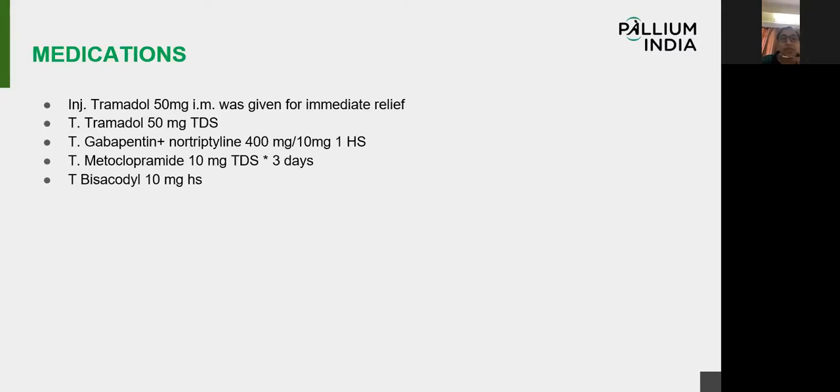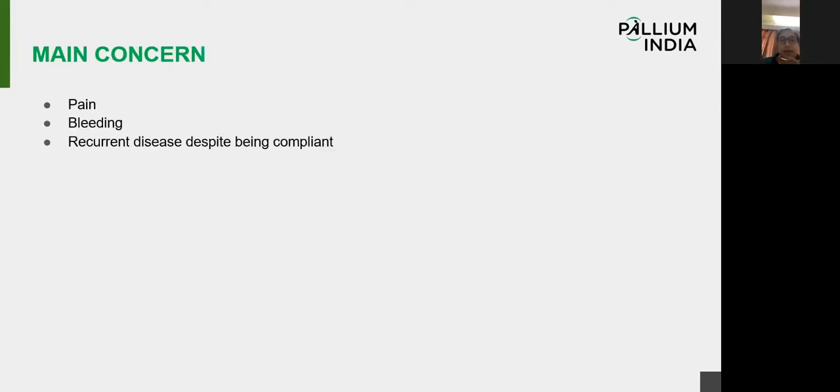Medications: injection tramadol 50 milligram intramuscular was given for immediate relief, and then she was started on tablet tramadol 50 milligrams TDS, and tablet gabapentin and nortriptyline in the doses of 400 milligrams and 10 milligrams respectively was started HS. In case of nausea or vomiting, she was prescribed tablet metoclopramide 10 milligrams TDS, and tablet bisacodyl 10 milligram HS in case of constipation.